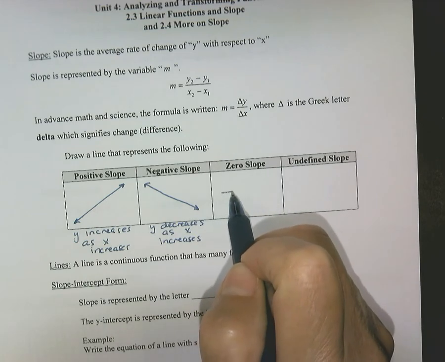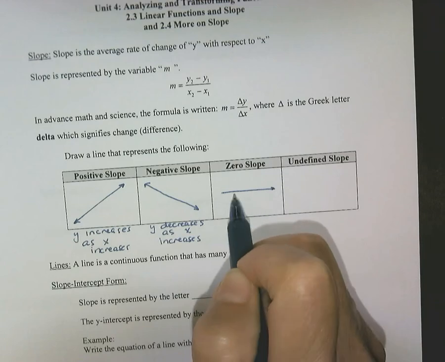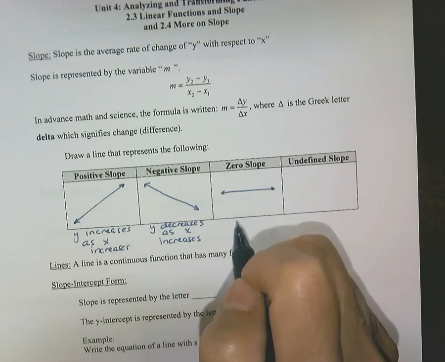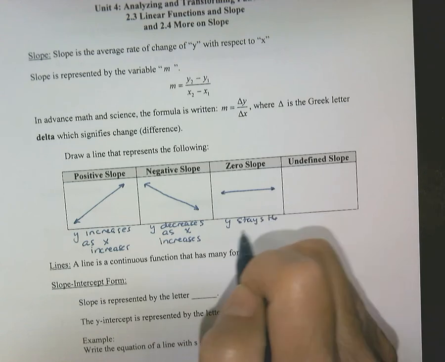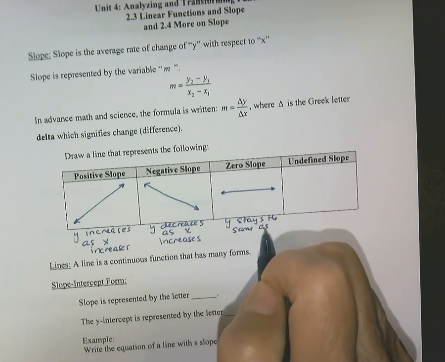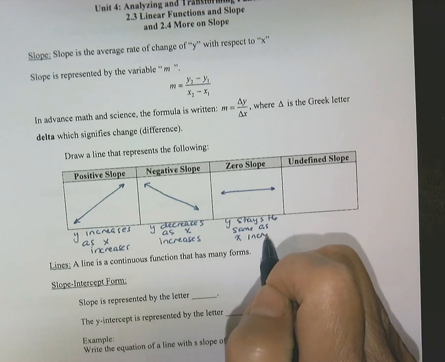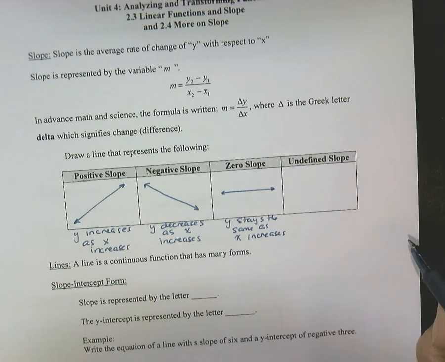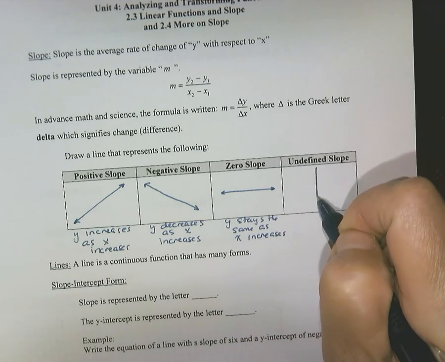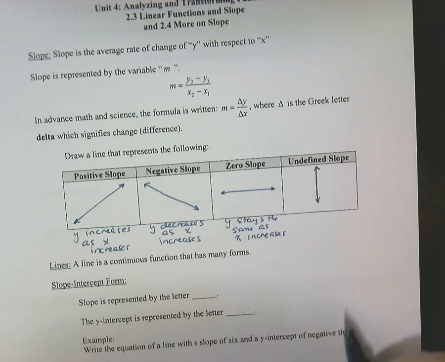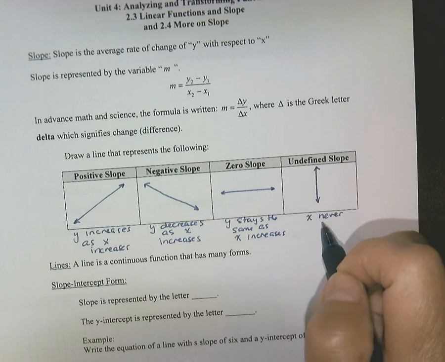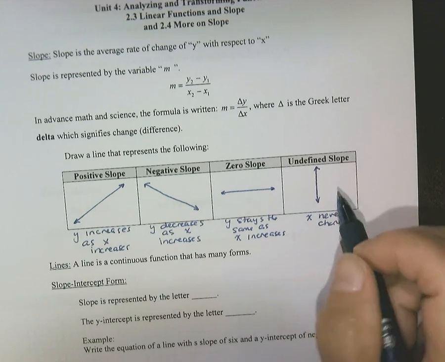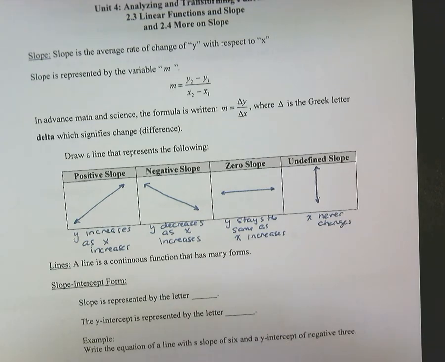A zero slope means y doesn't change up or down. So y stays the same. It's constant. But x is still increasing. And an undefined slope goes up and down. So x never changes. This is not a function. If you have an undefined slope, it's not a function. But it's still an important part of what we study.